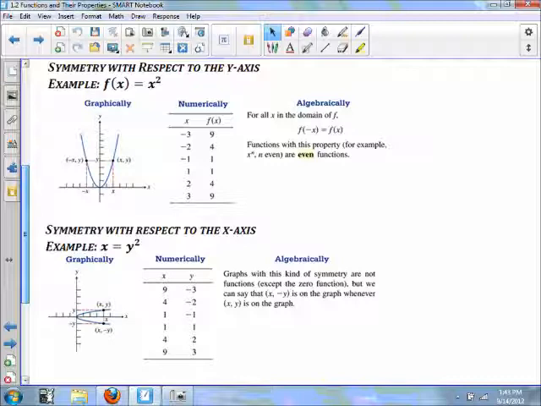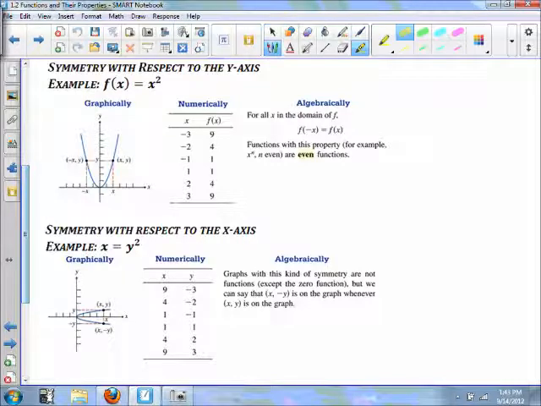You can see that all the numbers match. -3, 9, and 3, 9 are both on the graph. For all x in the domain of f, f of -x equals f of x. This is something we're going to be using very much. Make sure you pay attention to that. That's how we're going to decide if functions are even, odd, or neither. We're going to put -x into our function.